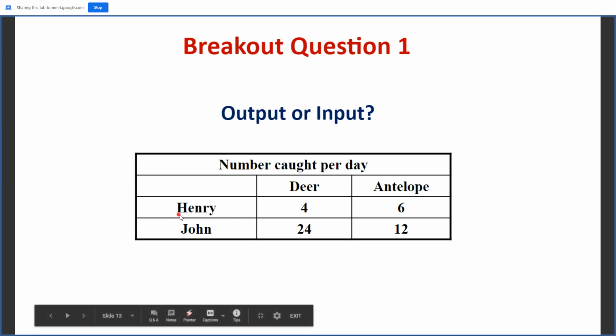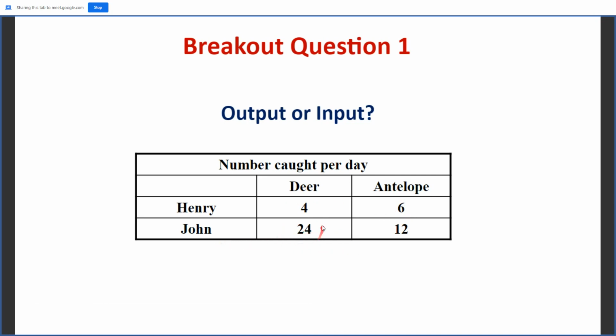So in one given day, Henry can catch 4 deer or 6 antelope, while John can catch 24 deer or 12 antelope. Is this an output question or is this an input question? Yeah, a bunch of little aliens right there. Look at you guys. Yeah, output question.